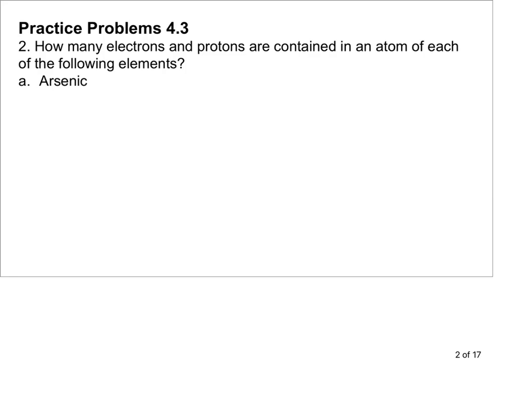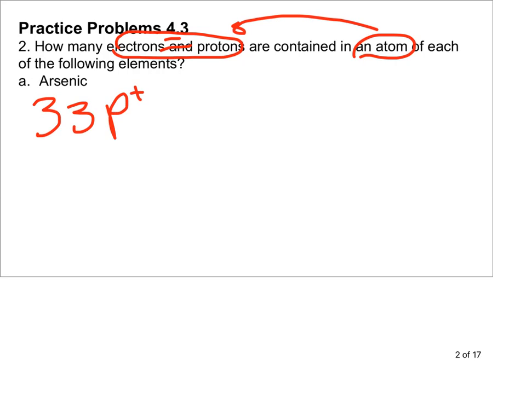First problem here, number 2, pretty simple little thing. You're just trying to figure out how many electrons and protons are in an atom of each. Now remember, for an atom, number of electrons is equal to number of protons, and we just have to look them up on the periodic table. Arsenic, element number 33, atomic number 33, so that's 33 protons and 33 electrons in each atom.